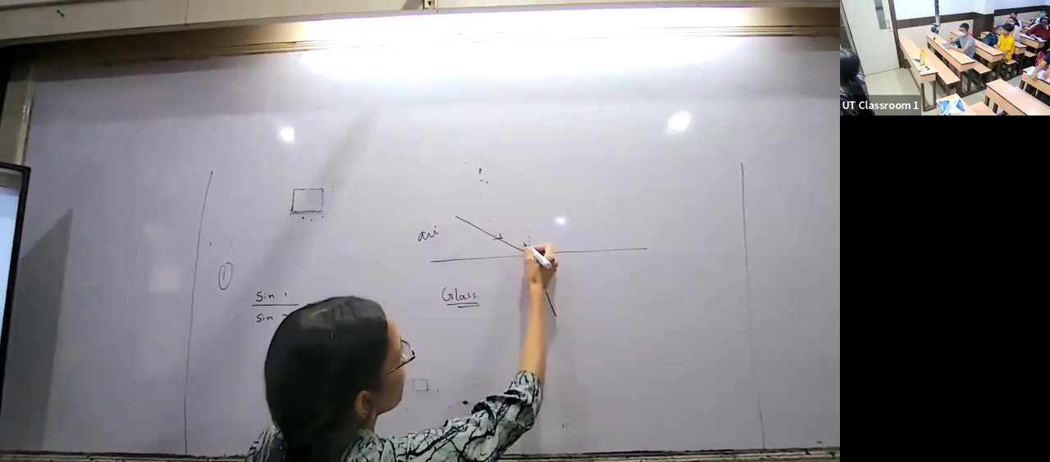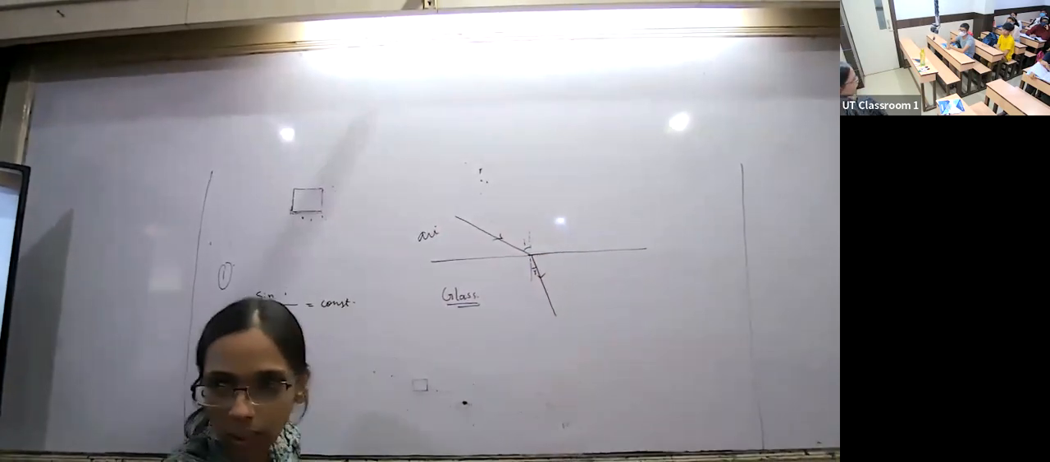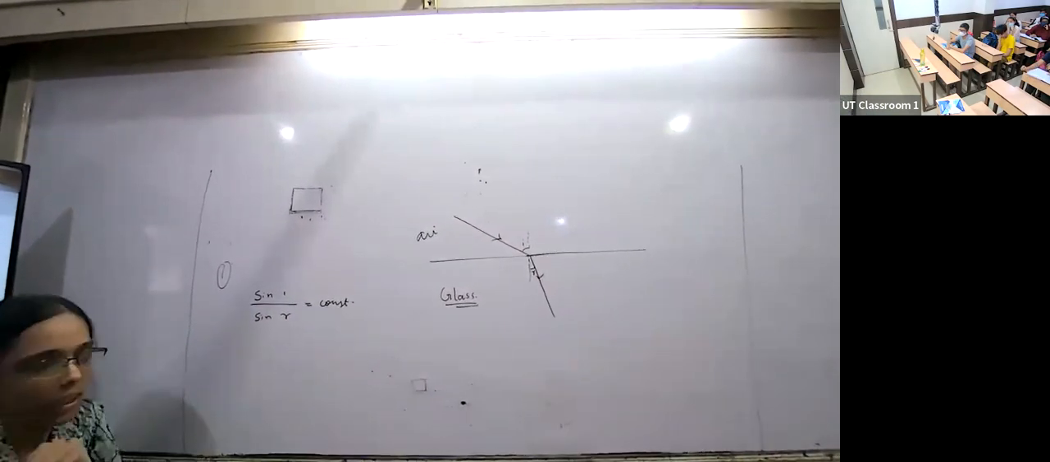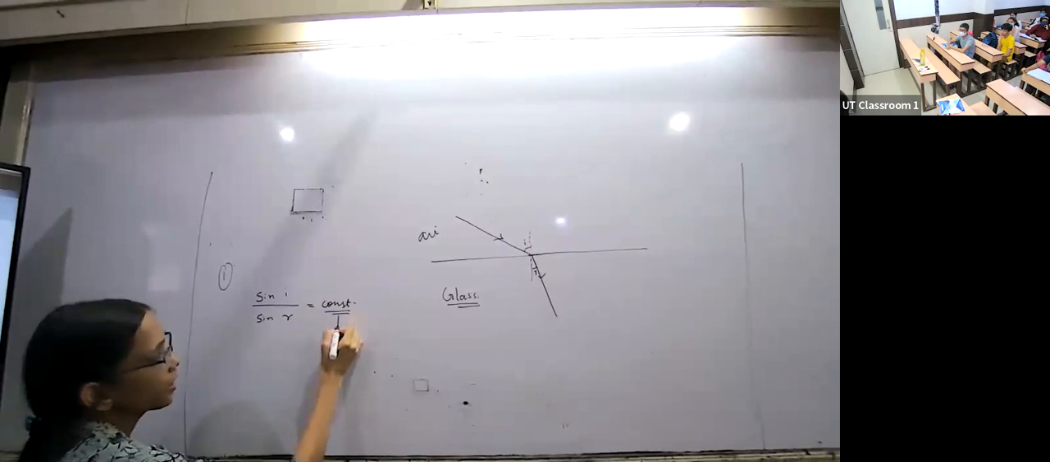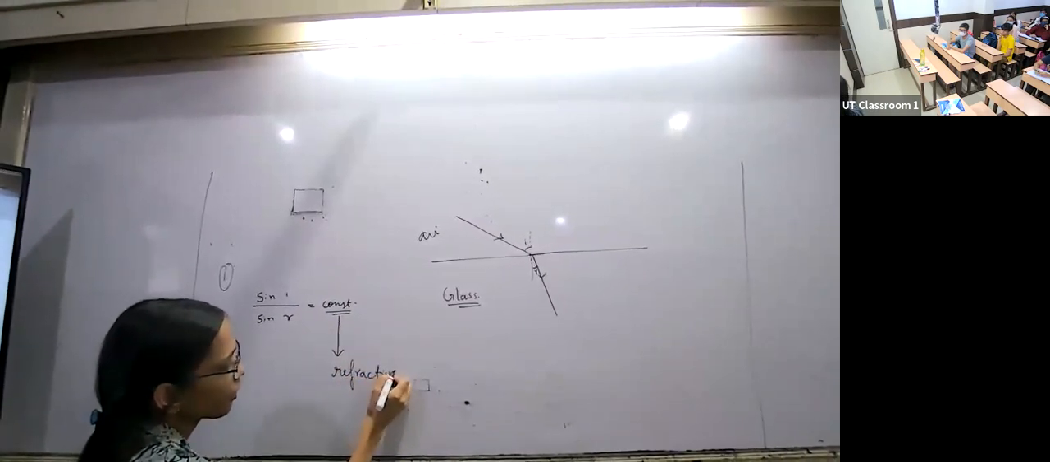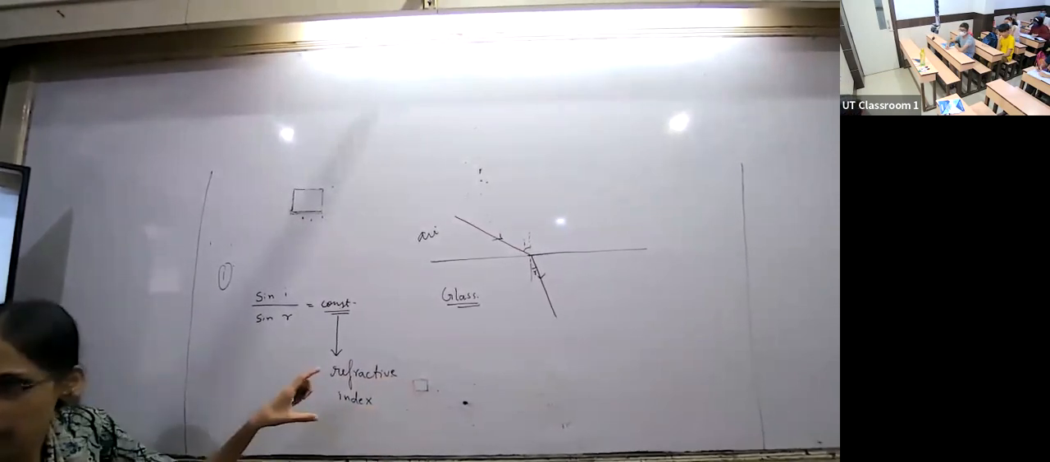So the light ray starts from here. So this is my incident angle. This is my refracted angle. And sine I by sine R is what? Constant. Okay. And what do I call this constant? Refractive index. Okay. Refractive index, I call it.